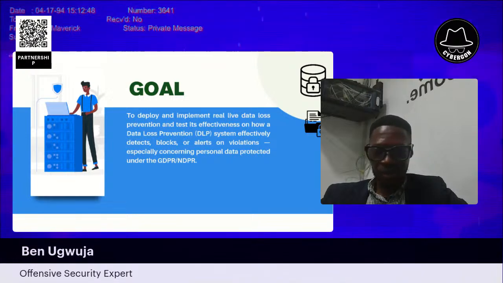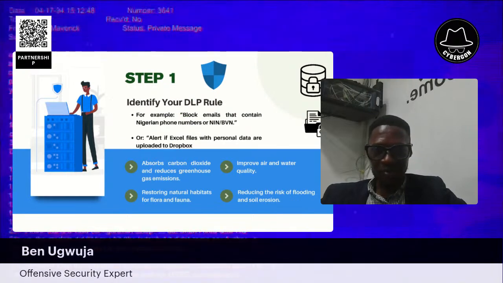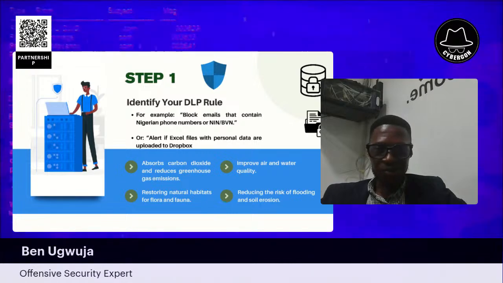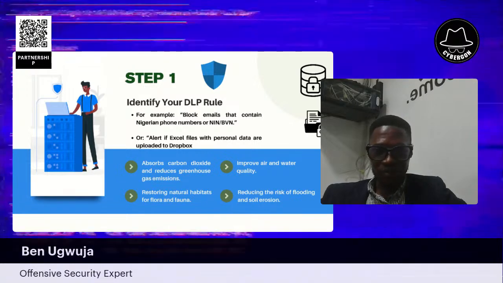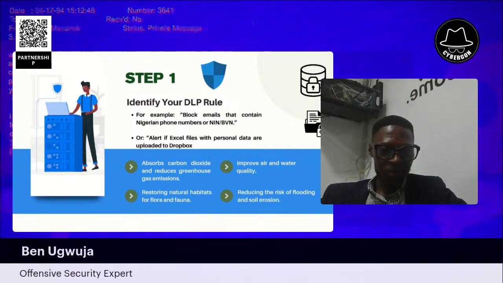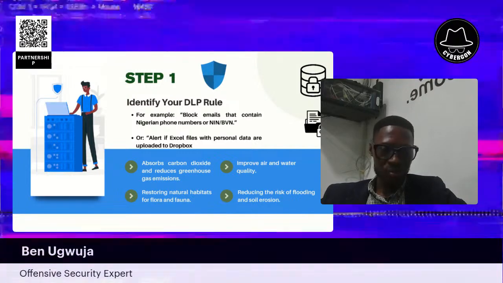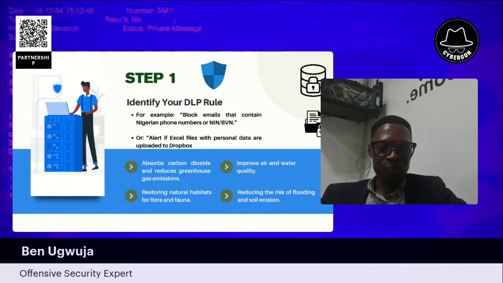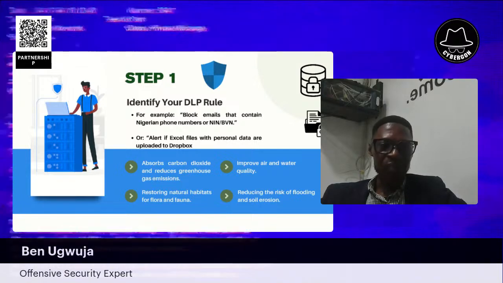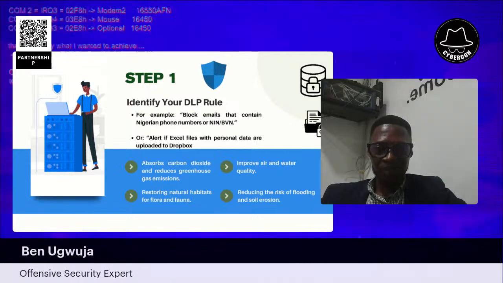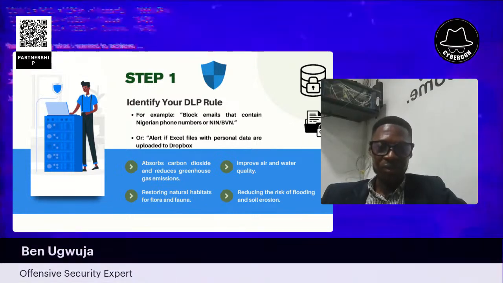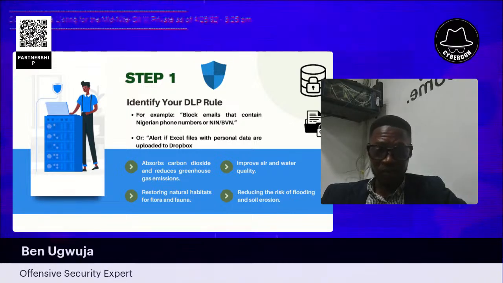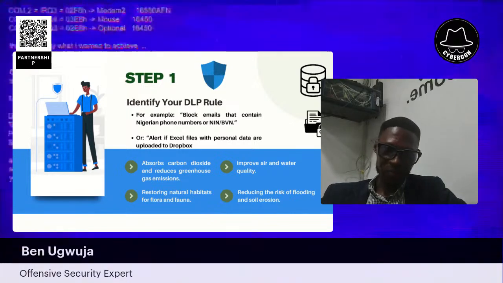Okay, so step one now. Step one on DLP solutions. Look at that. Step one. You need to first identify the rule. You don't just deploy. What rule or what settings would be okay for the kind of data? That would depend on the organization. That would depend on the kind of sensitive data you handle and the sector you cover.